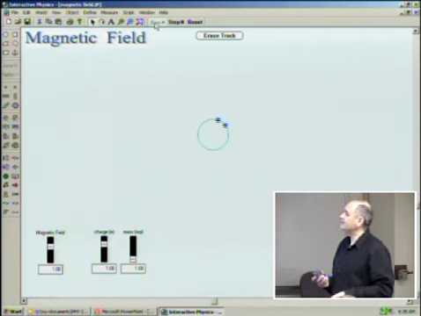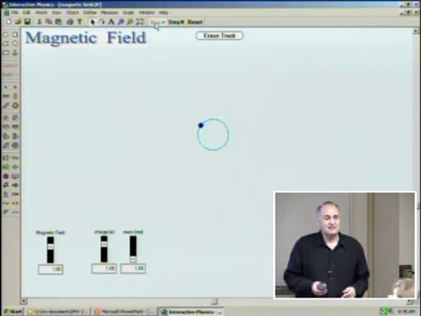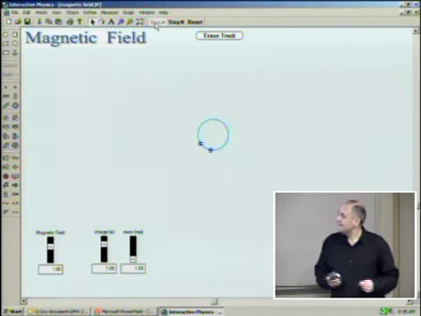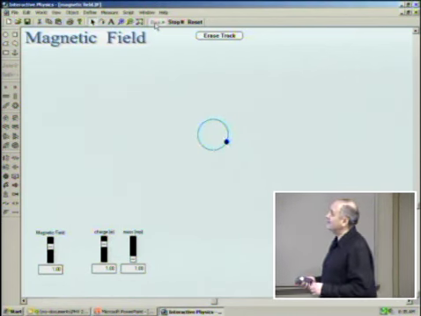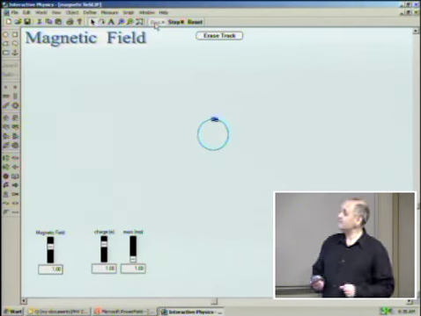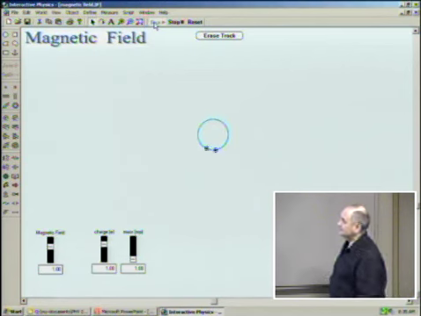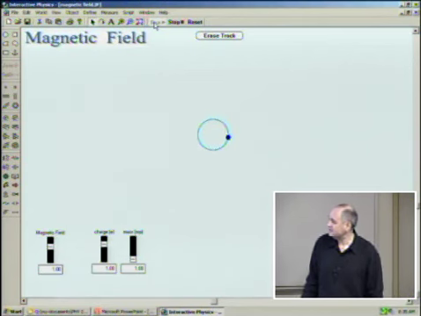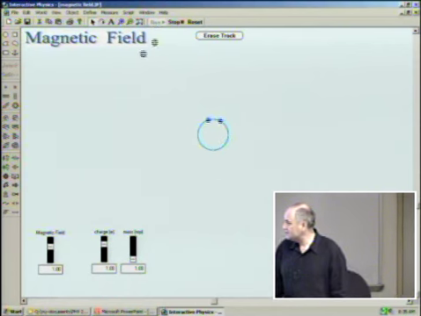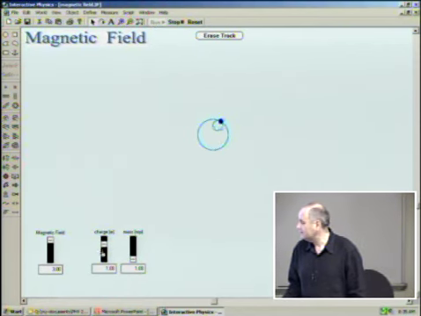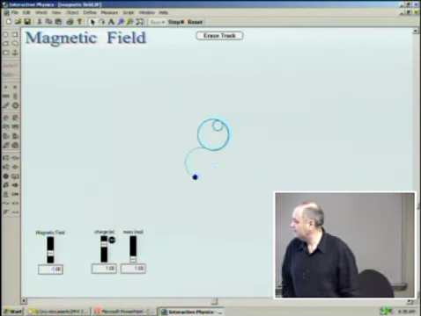Now I will run the simulation, and the particle starts to move this way. Why don't you have a conversation with each other and figure out what is the direction of magnetic field to force a charged particle to move that way. Now, charge of this particle is, oops, what?